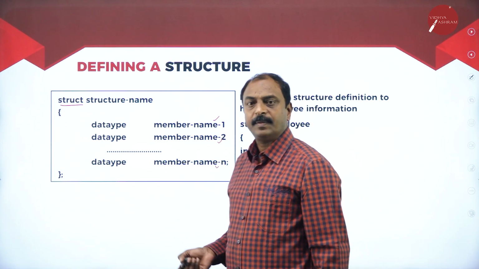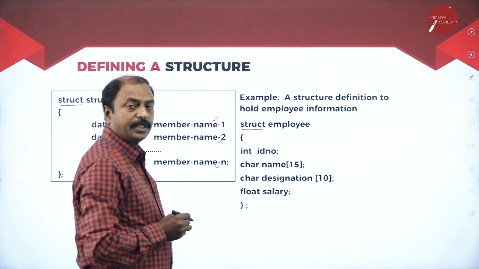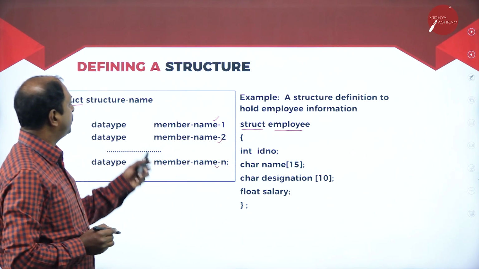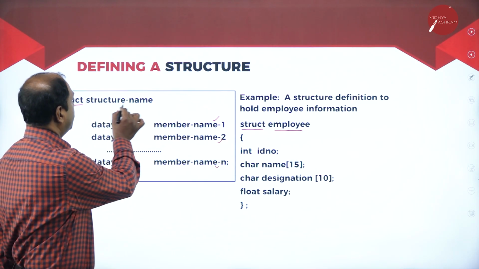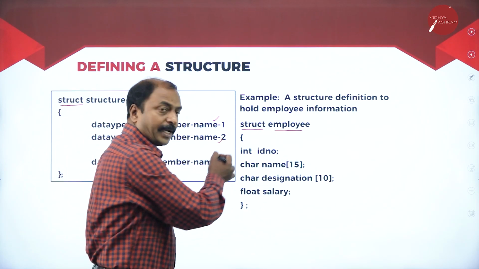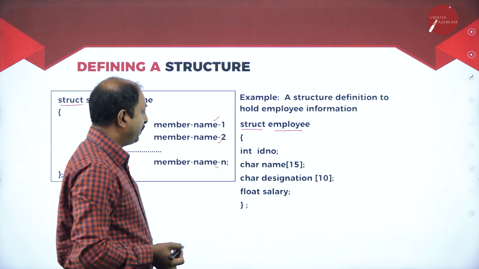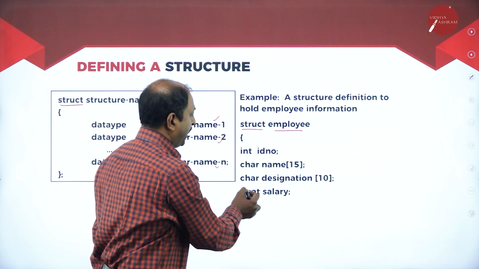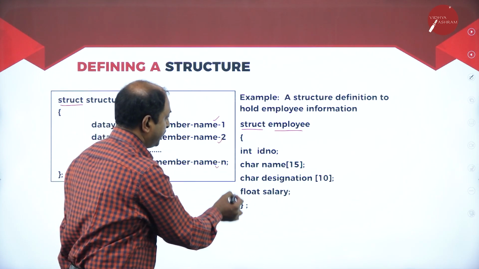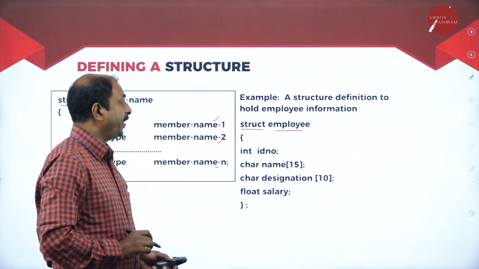Now look at the example here. In the example, struct is a reserved word. Employee is the structure name, as we have seen in the syntax. Then open the bracket. Here int id number is one data member, character name and character designation, float salary, and we are closing the structure with semicolon. So this is an example of a structure.